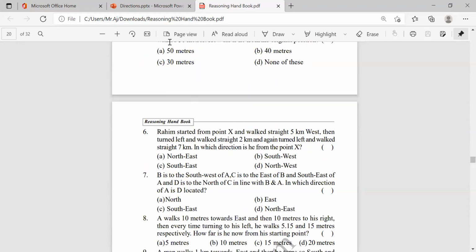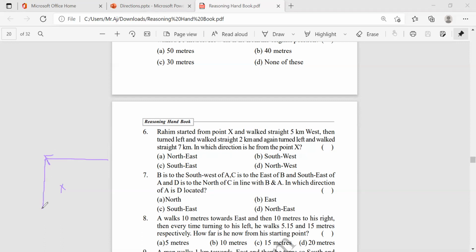Sixth one. Started from point X and walked straight. Oh sorry, they have given it already here. X walked straight 5 kilometers west. If it doesn't mention anything, then take the north. It's 5 kilometers west. Then turns left. Turns left means south, right? And walks straight 2 kilometers.